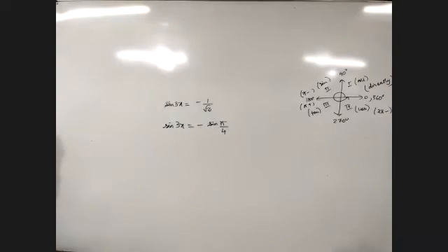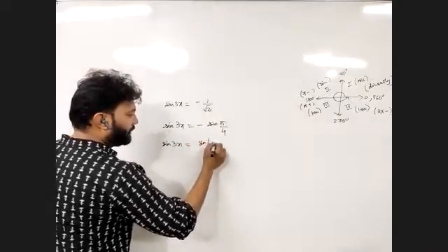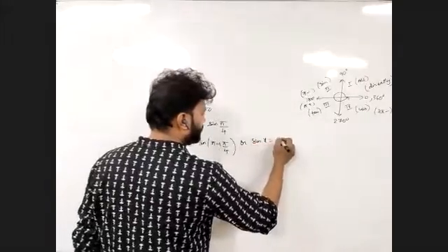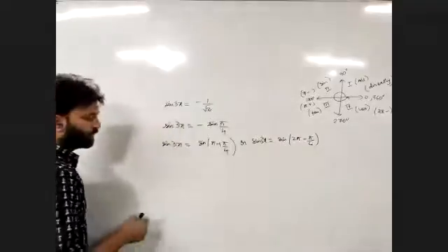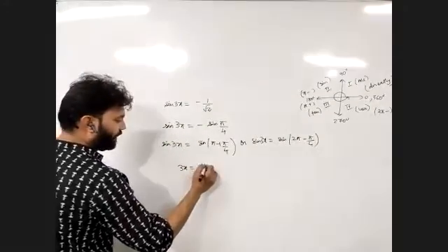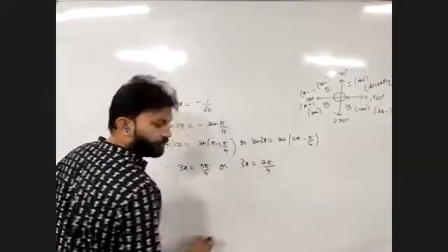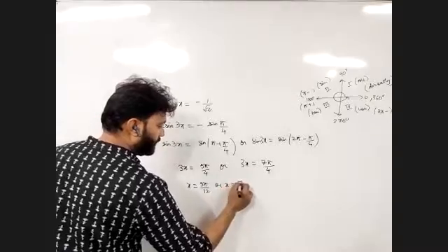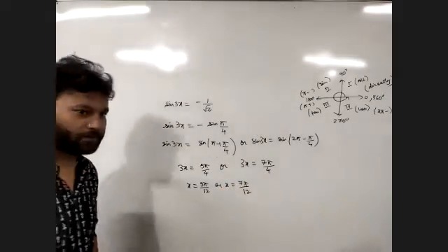Now sin is negative in which quadrant? Third and fourth. To adjust this value in the third quadrant, it will be pi plus pi upon 4. Or to adjust this value in the fourth quadrant, it will be 2 pi minus pi upon 4. So from here, 3x will be equal to 5 pi upon 4. From here, 3x will be equal to 7 pi upon 4. So x will be equal to 5 pi upon 12, or x will be equal to 7 pi upon 12. That's the solution. Got this?